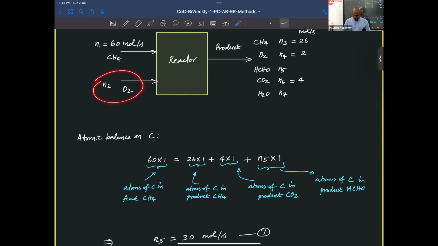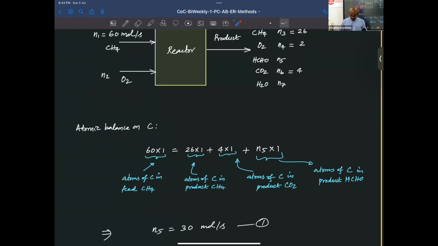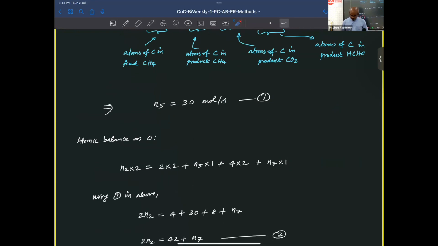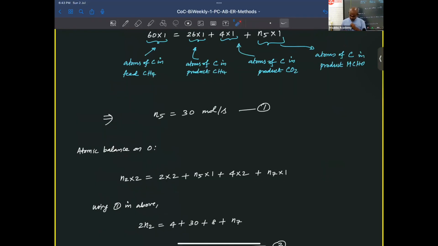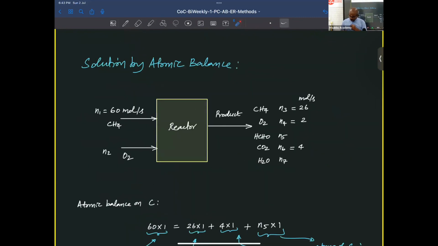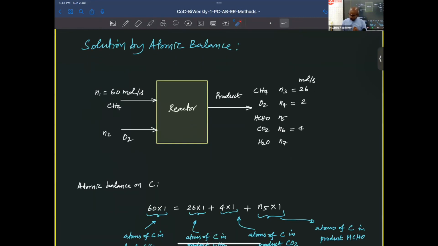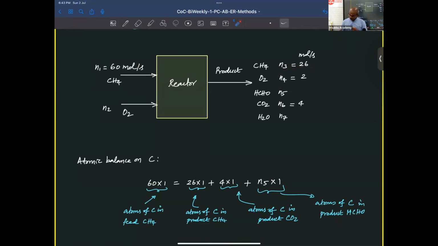In one N2, we have two atomic oxygen. So there is N2 into 2, atomic oxygen entering. And where is all this O leaving? O is leaving in N4. One N4 is having 2 O, and here, this is having 1 O.